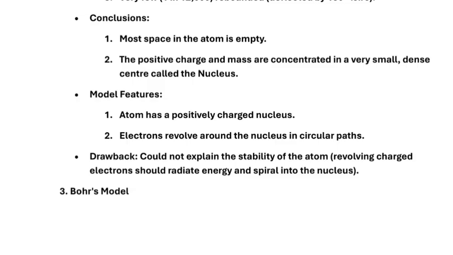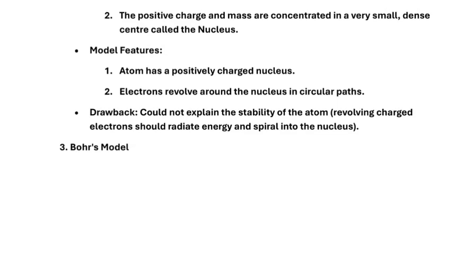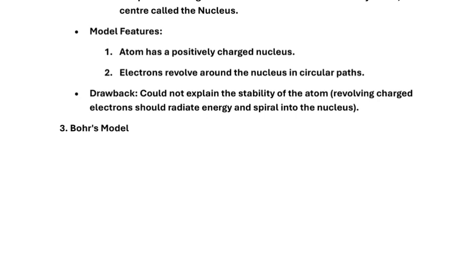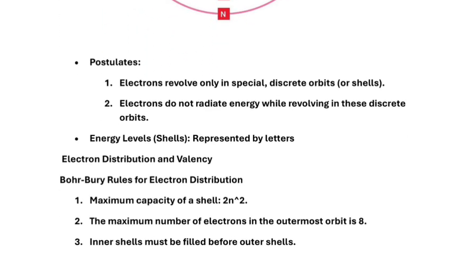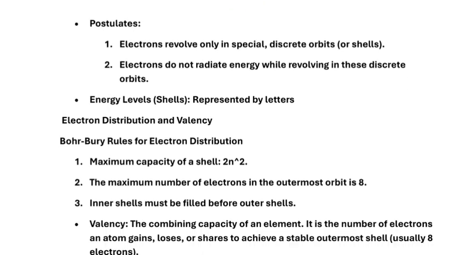3. Bohr's model postulates: 1. Electrons revolve only in special, discrete orbits, or shells. 2. Electrons do not radiate energy while revolving in these discrete orbits. Energy levels: shells are represented by letters. Electron distribution and valency.